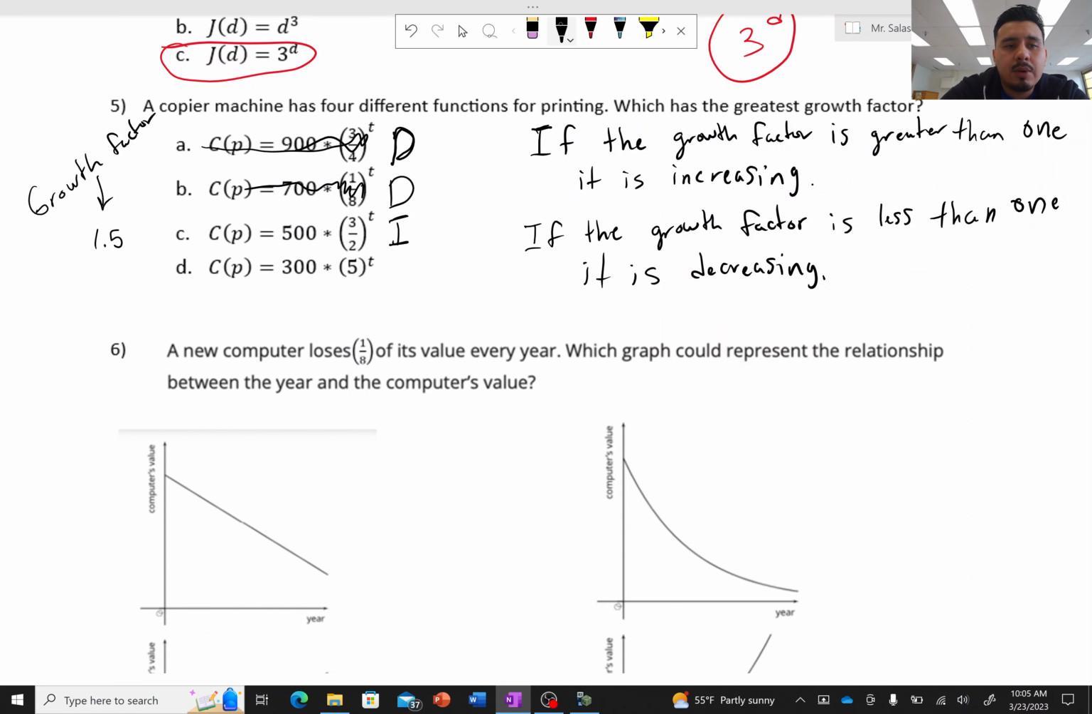And then for letter D, we see a 5. So the growth factor for D is 5. So which one is bigger, 1.5 or 5? I'm waiting. I know it's not 1.5. It's actually 5. So D is increasing. So our answer is D, because D has a greater growth factor of 5.